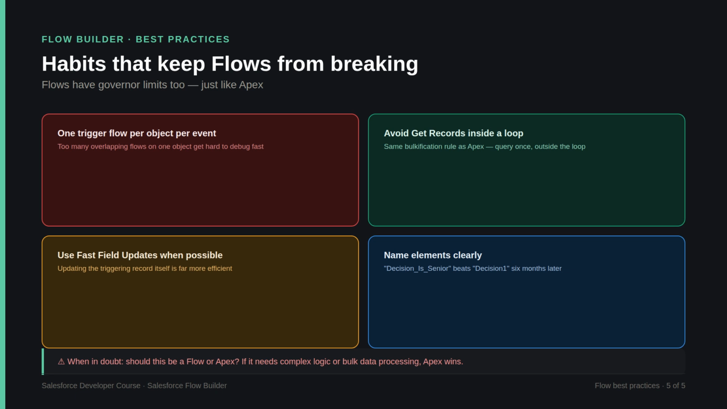Try to keep just one triggering flow per object per event. Too many overlapping flows get impossible to debug. Avoid fetching records inside a loop for the exact same reason as Apex. And name your elements clearly. Decision is senior is far more helpful than decision 1 when you're staring at this flow 6 months from now.